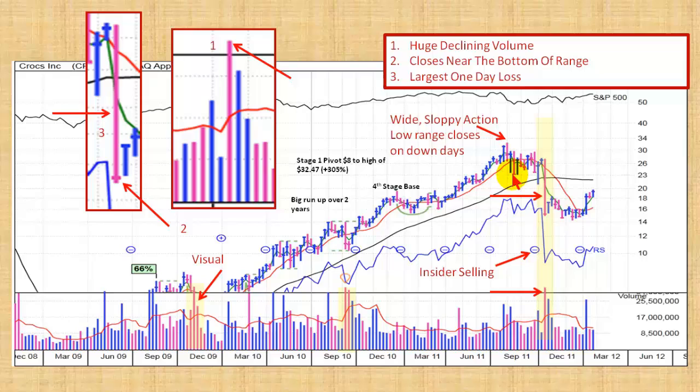First, the run has lasted a long time. It's been over 2 years. Second, it's had a huge run up, making over 300%. Third, it's forming late-stage bases. Fourth, you're starting to see increased volatility in the form of wide, loose, sloppy price action and price swings. Last, you can see that downside volume is starting to increase in frequency and in severity. You also have stair-stepping downside volume. And the final nail in the coffin is this severe pullback that closes near the bottom of the range on the biggest volume in over a year.